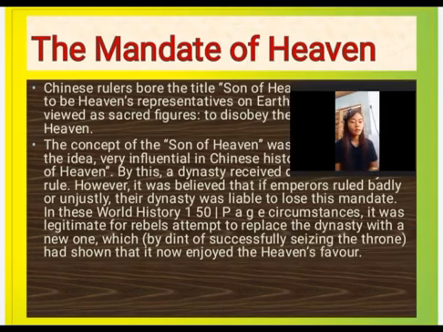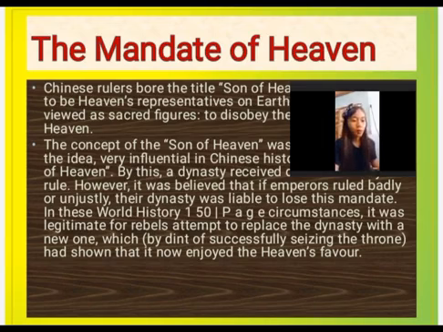However, it was believed that if emperors ruled badly or unjustly, their dynasty was liable to lose this mandate. Under these circumstances, it was legitimate for rebels to attempt to replace the dynasty with a new one, which had shown that it now enjoyed the heavens' favor.